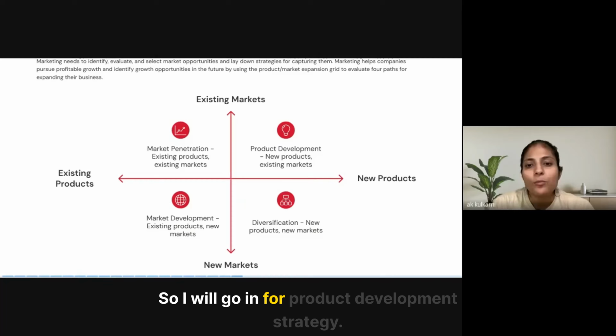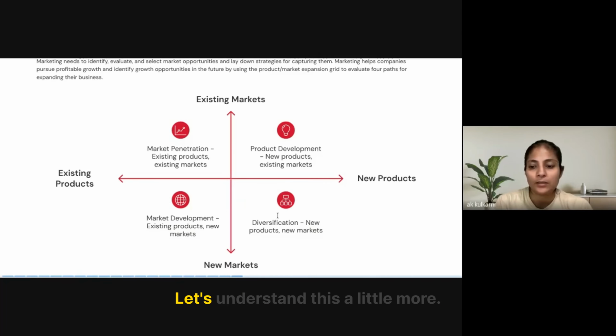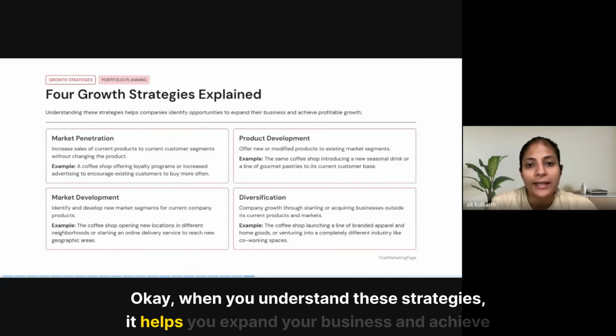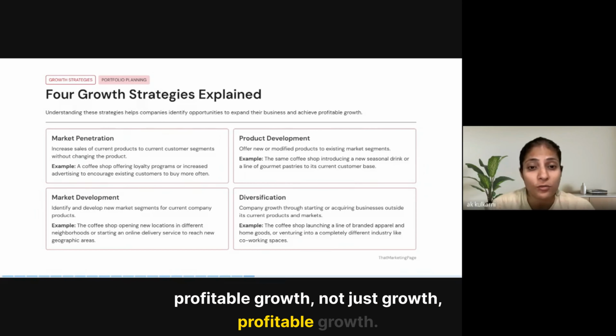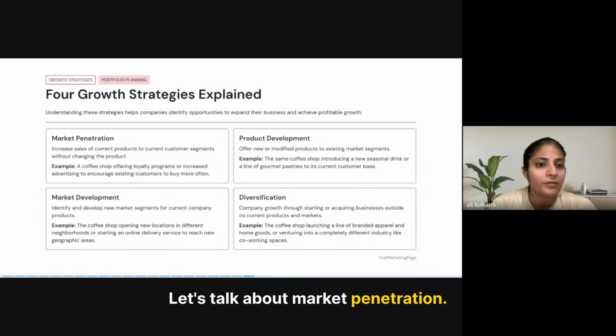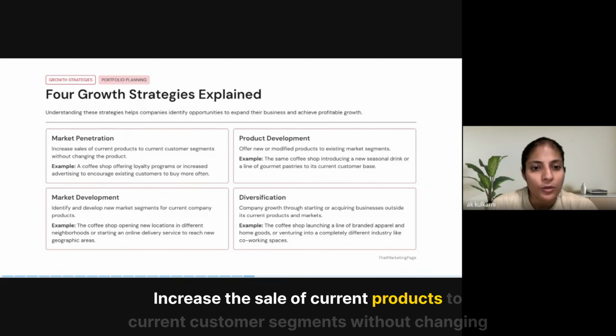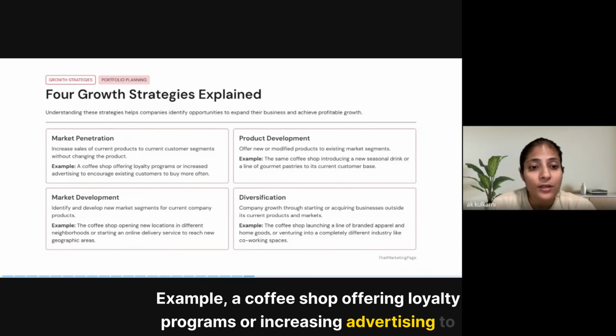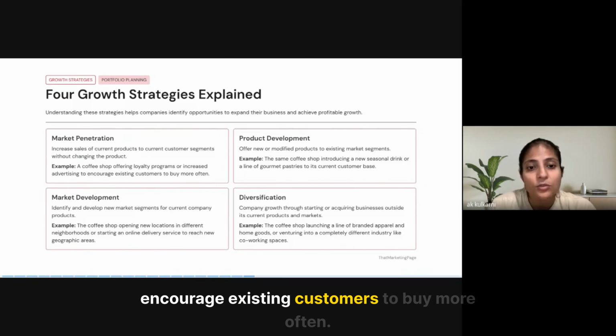So I will go in for product development strategy. Let's understand this a little more. When you understand these strategies, it helps you expand your business and achieve profitable growth, not just growth, profitable growth. Let's talk about market penetration. Increase the sale of current products to current customer segment without changing the product. Example, a coffee shop offering loyalty programs or increasing advertising to encourage existing customers to buy more often.